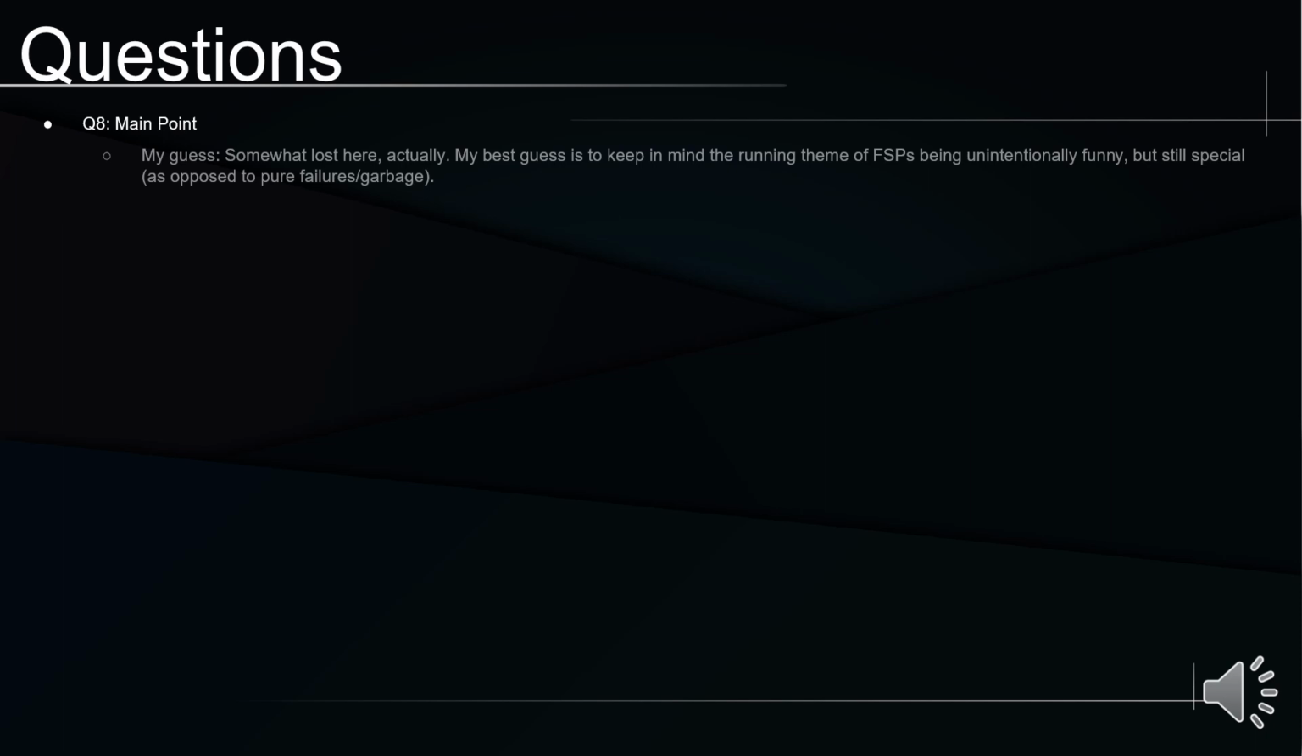Alright, so now that we've done the mapping bit, let's forge boldly into the questions here. Starting with number 8, which is a good old main point question, as we are used to seeing at the lead of questions. So my guess is, actually I'm somewhat lost. My best guess is to keep in mind the running theme of FSPs being unintentionally funny, but still special and appreciated on some level, as opposed to being pure failure garbage that is not to be appreciated. Our author appreciates them. So let's assess our choices here.